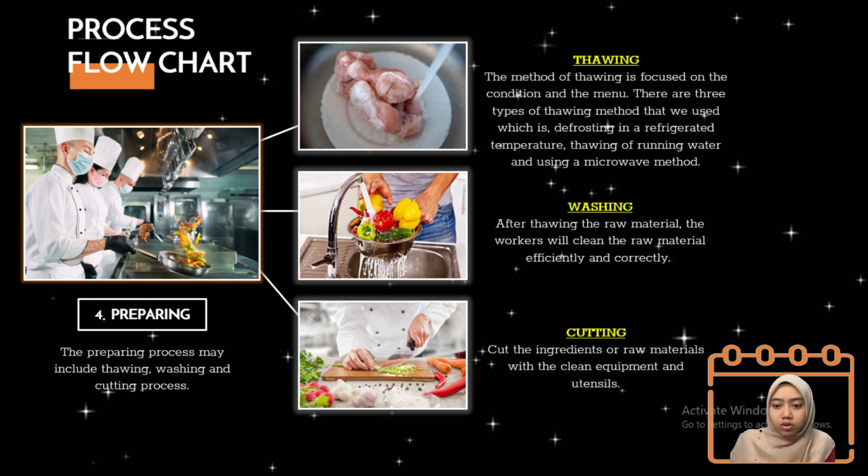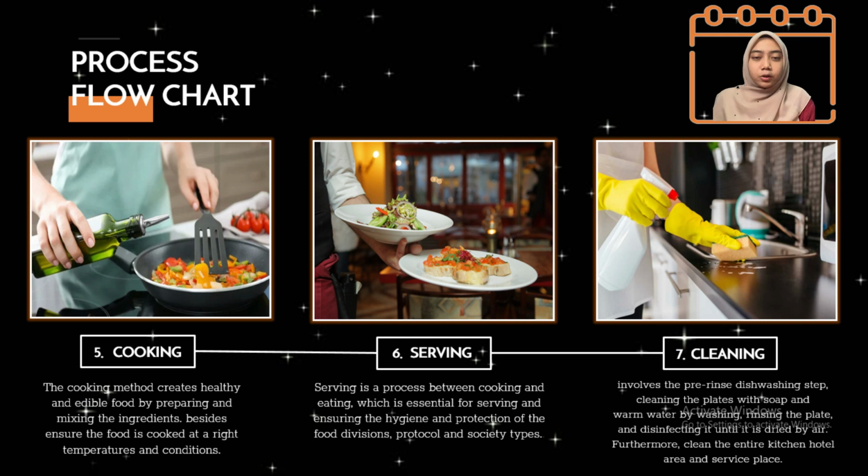Second is washing process. After thawing the raw material, the workers will clean and wash all the raw material efficiently and correctly with the clean water and ensure all the dirt is removed. Lastly is cutting process. In the cutting process, we ensure to cut the ingredient of raw material with the clean equipment and utensil. Process number 5 is cooking. The cooking method creates healthy and edible food by preparing and mixing the ingredient. Besides, ensure the food is cooked at the right temperature and in the right condition.